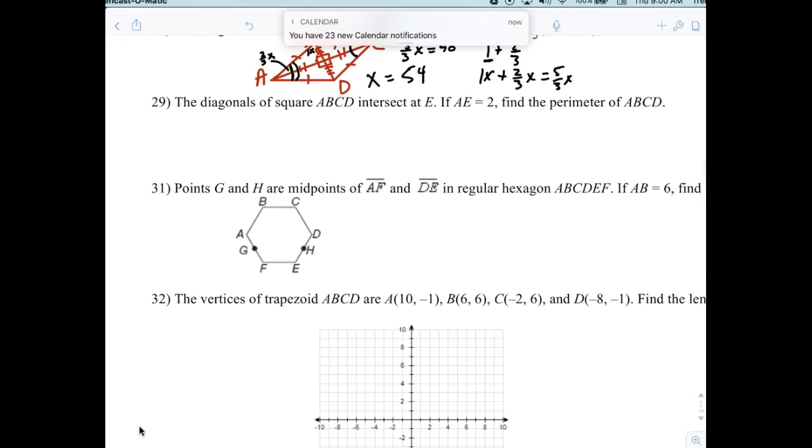The diagonals of a square intersect at E. If AE is 2, find the perimeter.